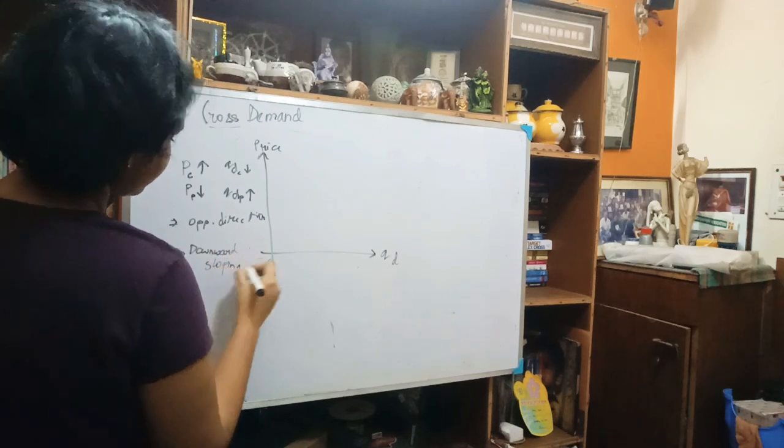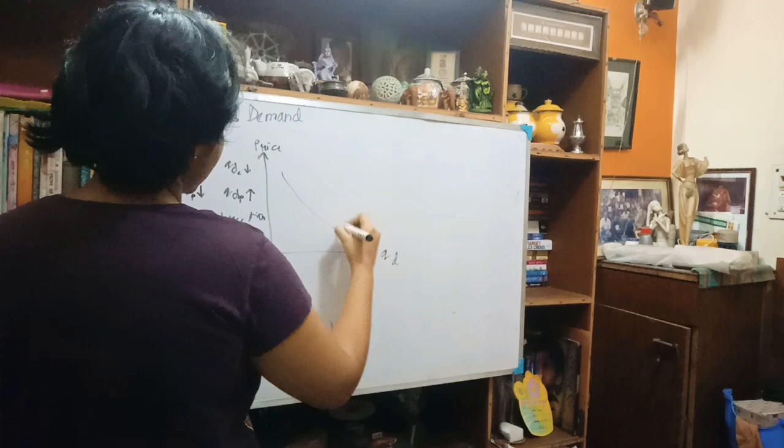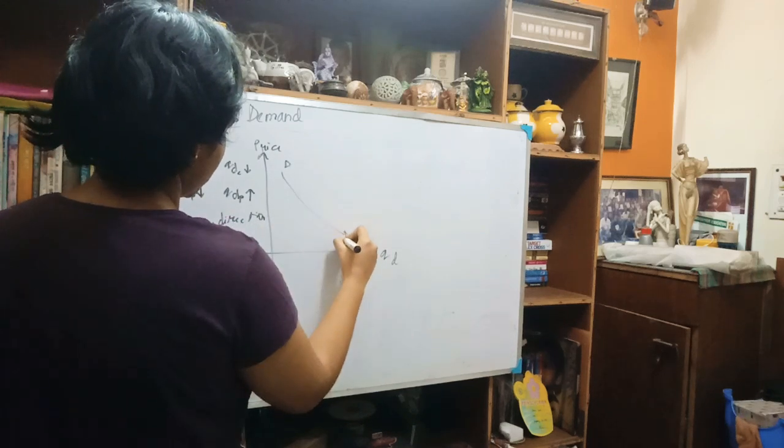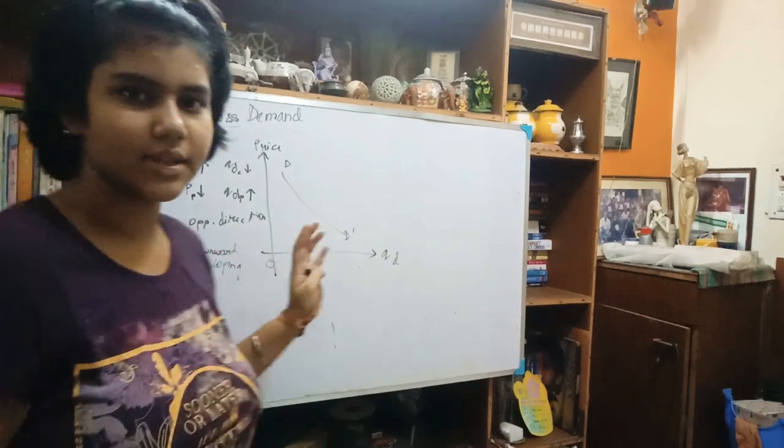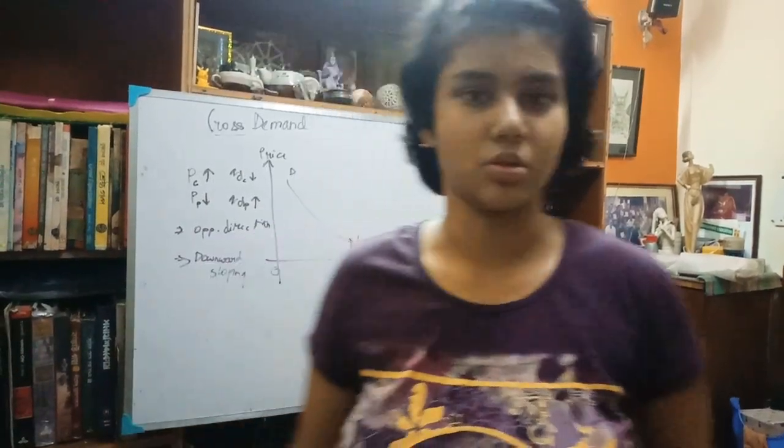So let us draw the curve. The curve is like this. D dash. This is the curve. So these are what? These are substitute goods.